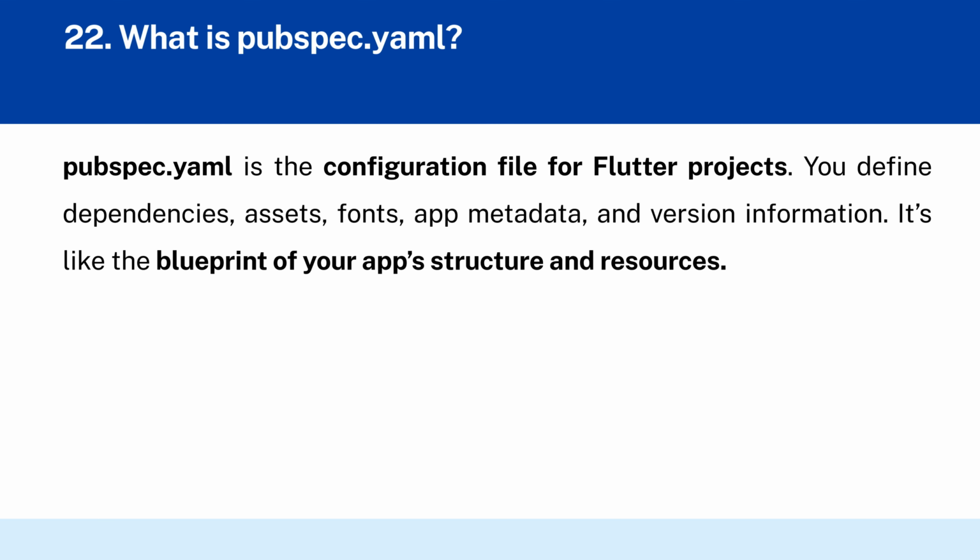What is pubspec.yaml? pubspec.yaml is the configuration file for Flutter projects. You define dependencies, assets, fonts, app metadata, and version information. It's like the blueprint of your app's structure and resources.